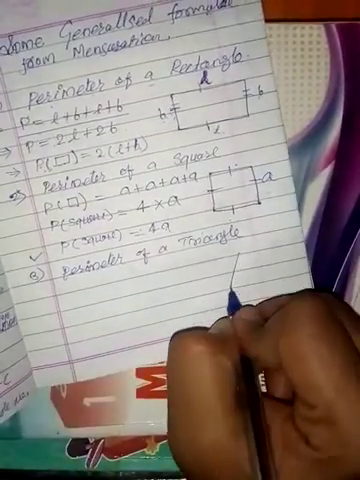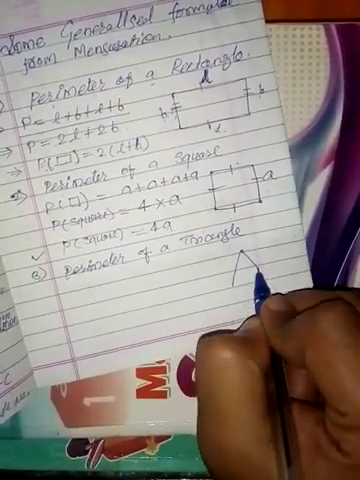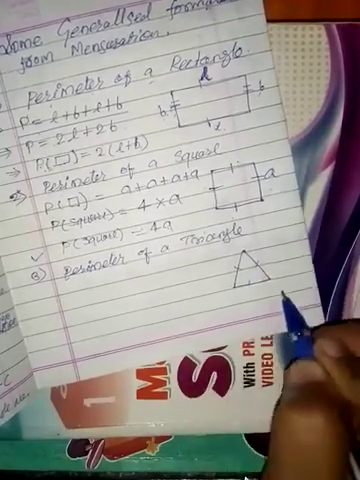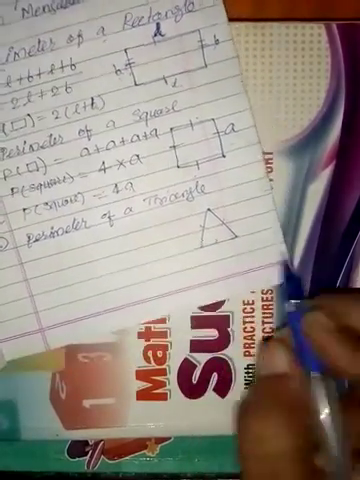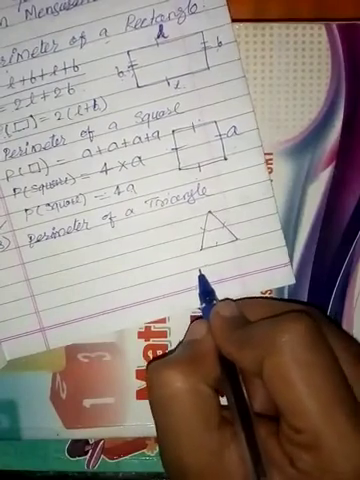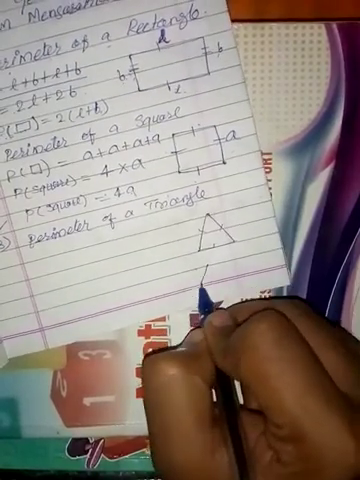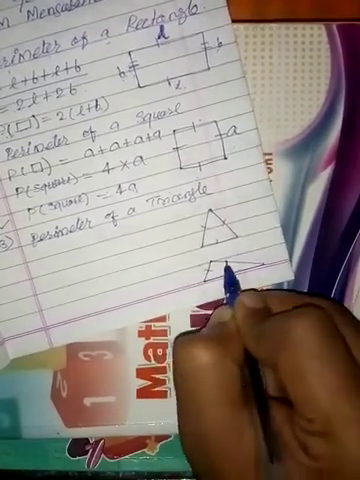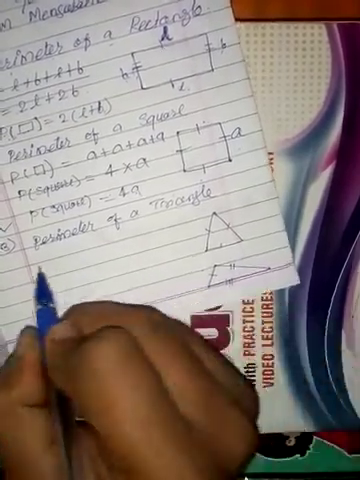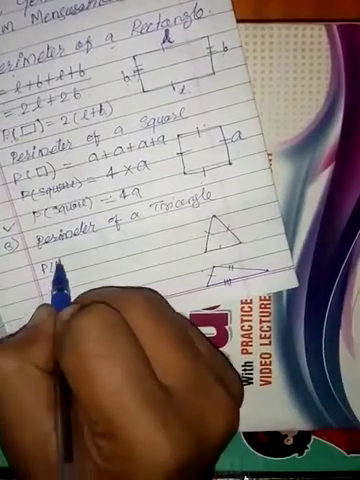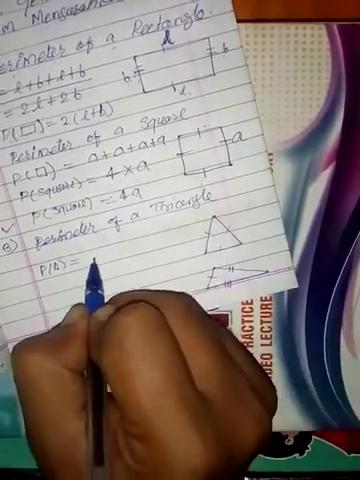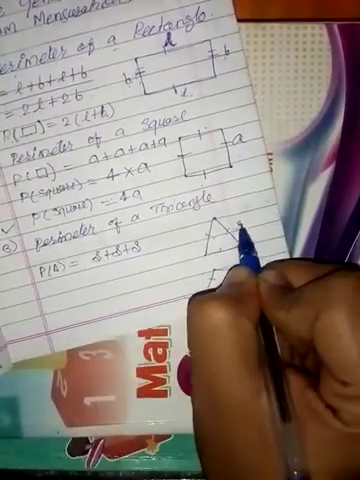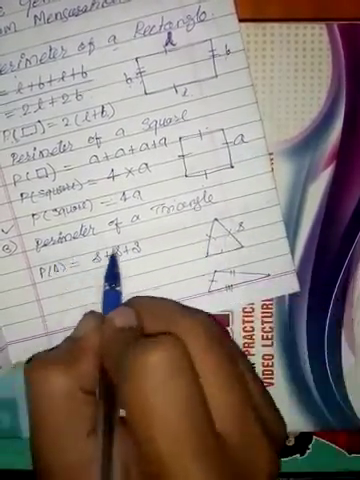Perimeter of a triangle. See, there are two types of triangle. One triangle has all sides equal. There are three types of triangle based on the sides. And we will take another triangle which is not equal. So the perimeter of the triangle for this is what? Side plus side plus side. Consider these sides as s and all sides are equal, so side plus side plus side.